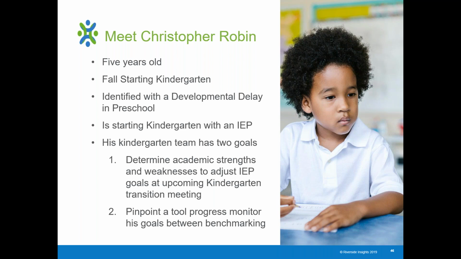So this is Christopher Robin. Christopher Robin is 5 years old, and he started kindergarten in the fall. Prior to starting kindergarten, he was identified with a developmental delay in preschool. So he's starting kindergarten already with an IEP. But now that he started, his kindergarten team has 2 goals. The first is to adjust his IEP at his upcoming transition meeting to have more goals that are focused on academic strengths and weaknesses. And then they also need to pinpoint a progress monitoring tool to help benchmark those goals between the different assessments.